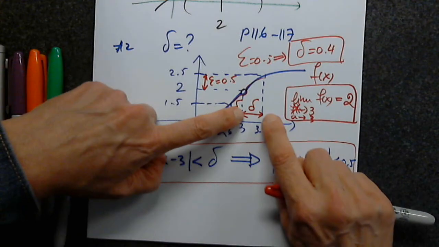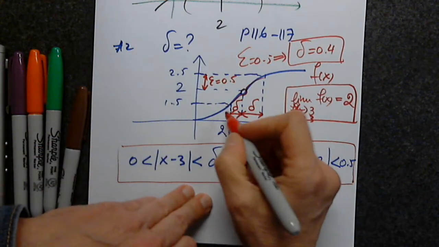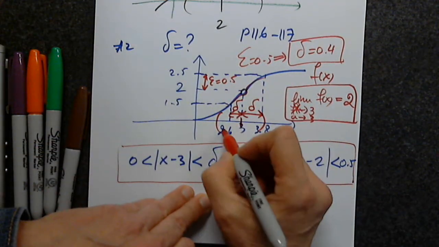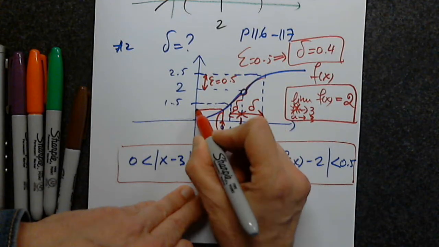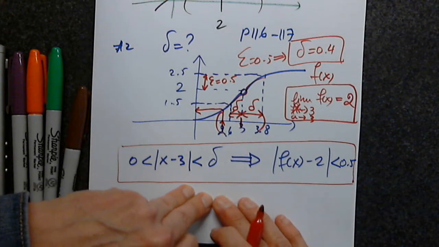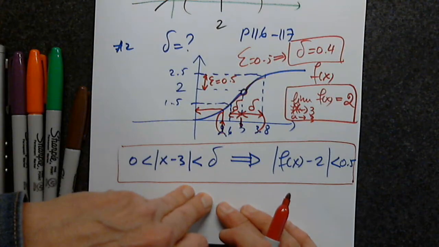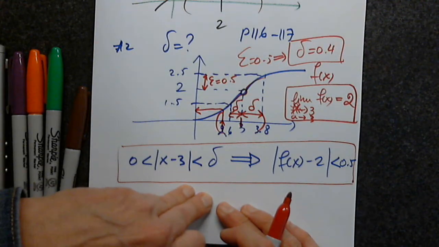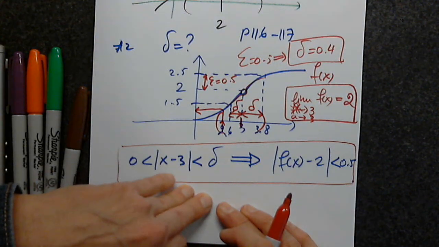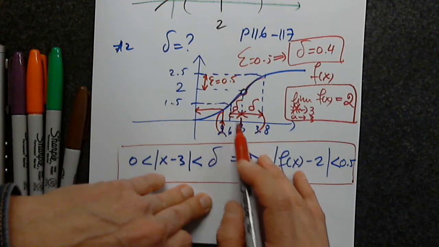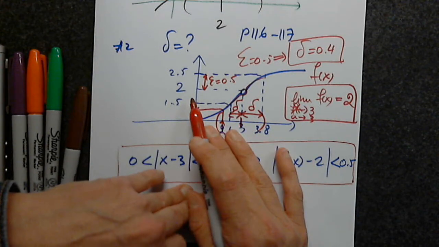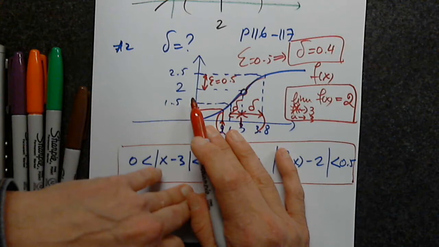This is 0.4 and this is 0.8. If I use 0.8, then I could choose x here, which will fall outside of the interval around 2. It would be outside. Yes. It has to be within the delta. And f of x has to be within epsilon away from 2.